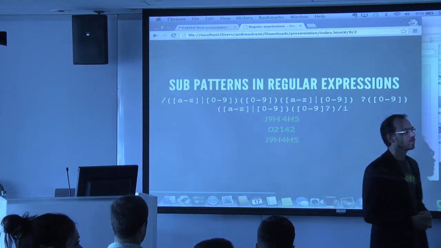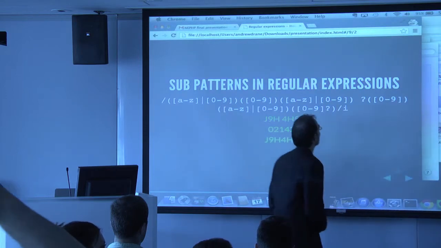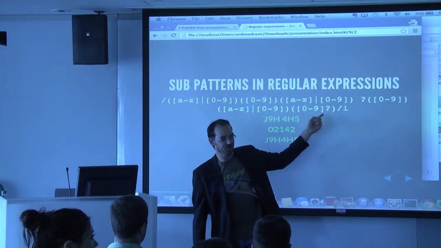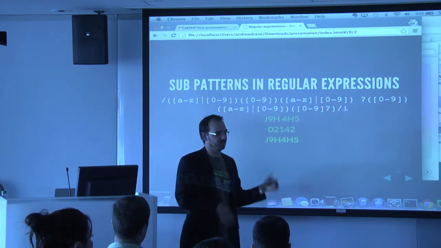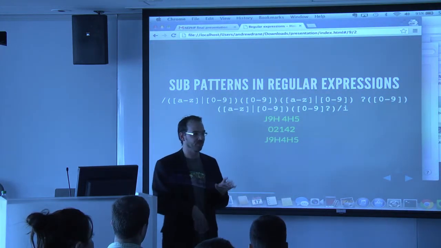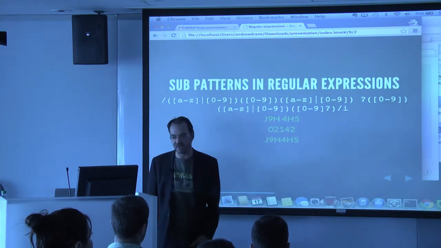I had another question over there. Can you explain what the modifier at the end does again? The slash I means case-insensitive. Okay. So in this case, if someone entered the postal code, and it always happens in Canada, people just type it in and they don't put in the capital letters, so it still matches.